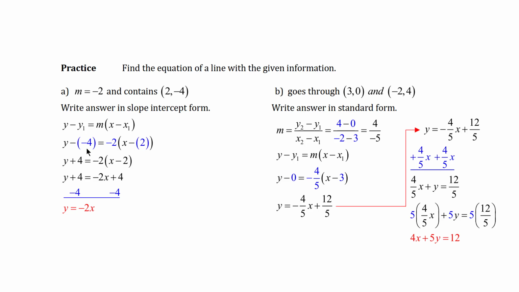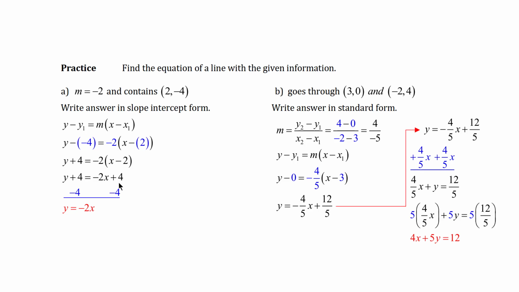Simplifying the left-hand side, we get y plus 4, and on the right-hand side, I just rewrote it as negative 2 parentheses x minus 2 close parentheses. From here, we could distribute the negative 2 inside the parentheses to the x and also the minus 2. Doing the distribution, we get negative 2x plus 4. On the left-hand side, we could just bring down the y plus 4. We get y plus 4 equals negative 2x plus 4.